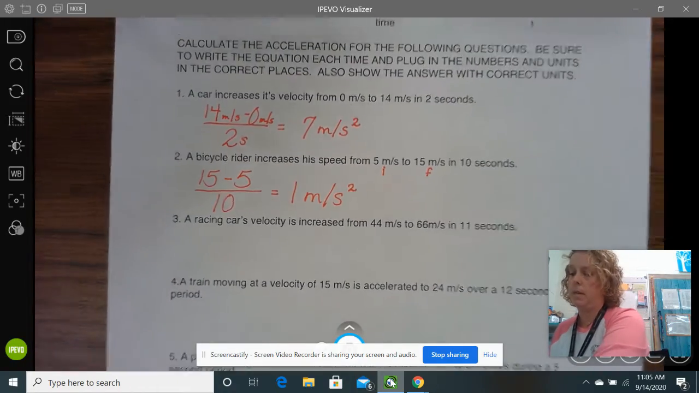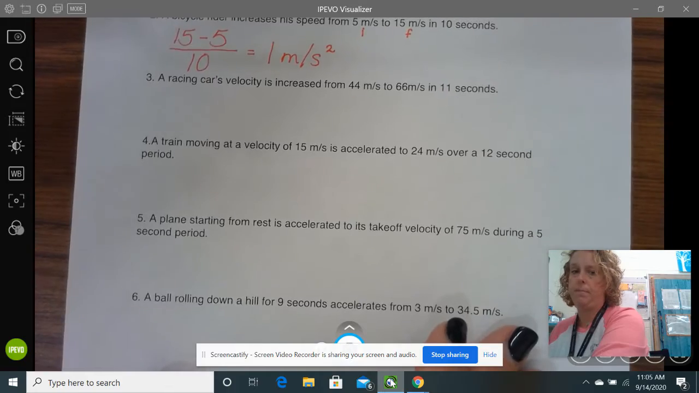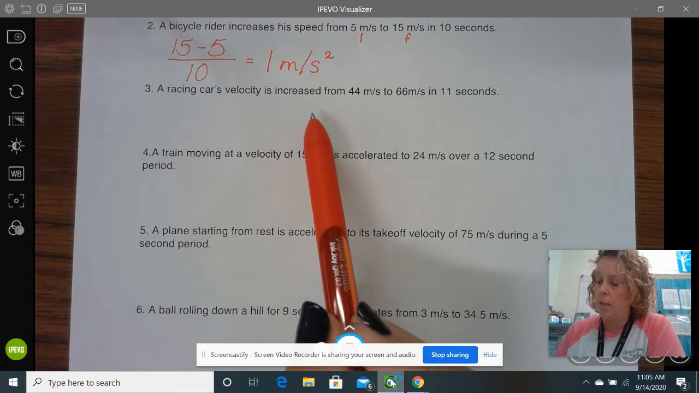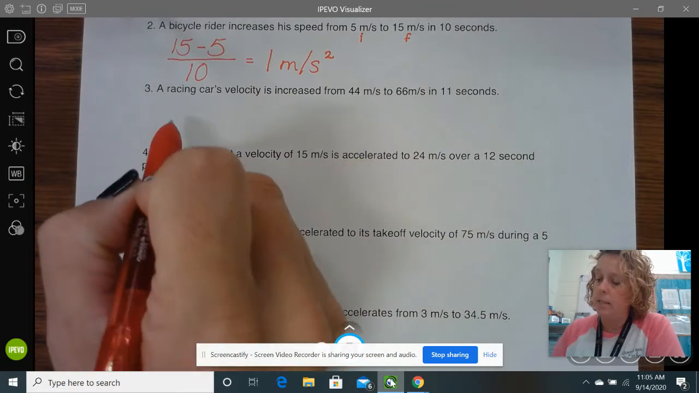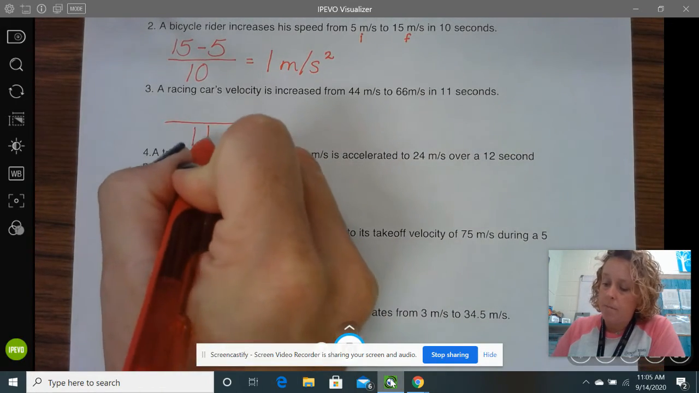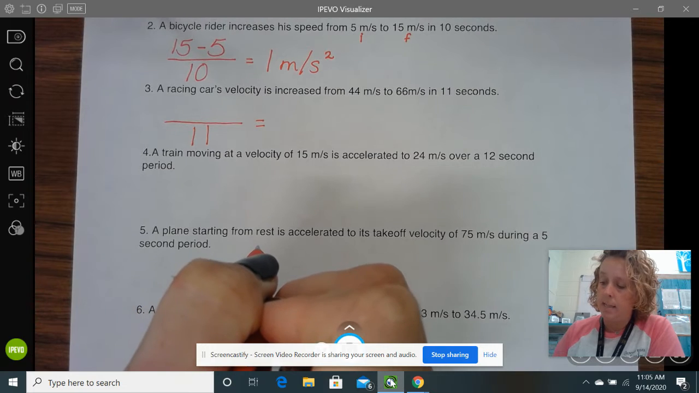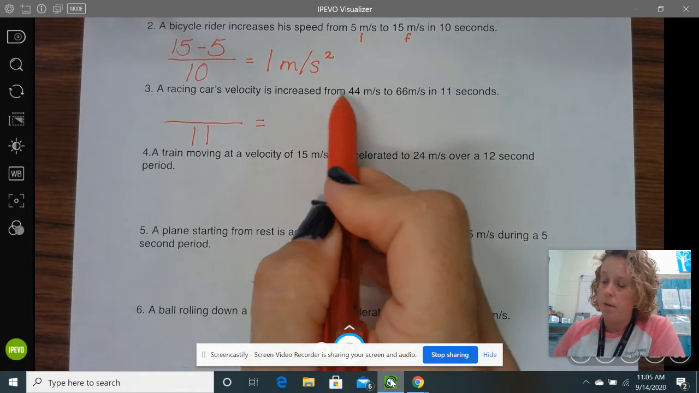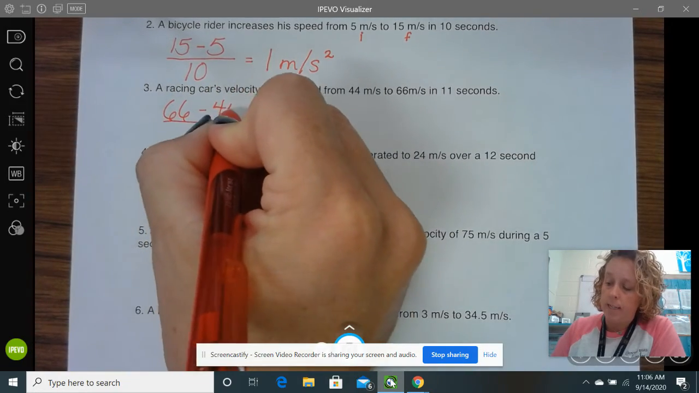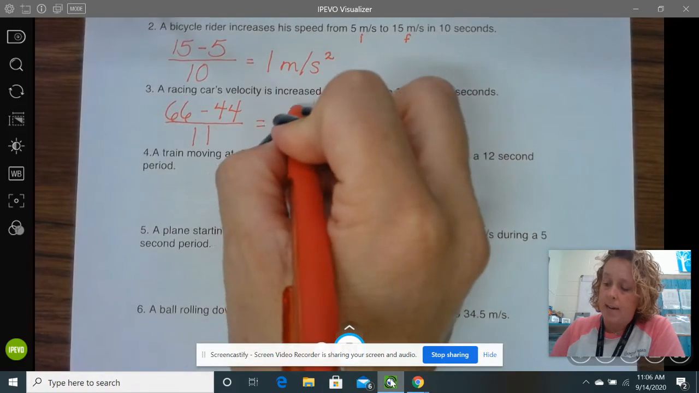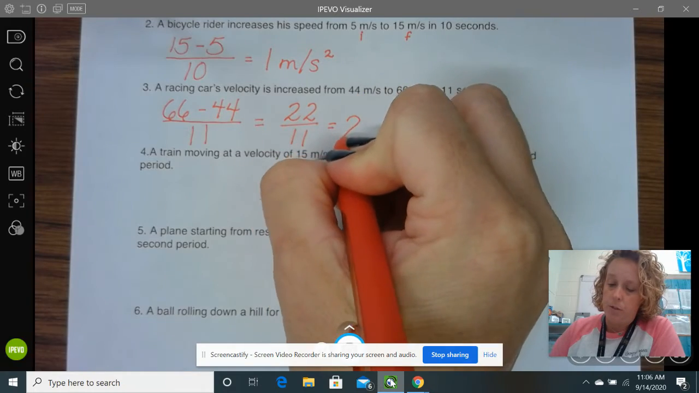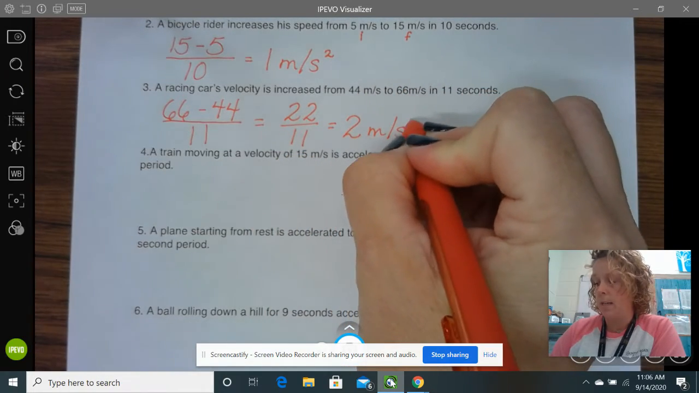Okay, let me get my paper moved up here. Okay, number 3. A racing car's velocity is increased from 44 meters per second to 66 meters per second in 11 seconds. Time on the bottom, final speed increased from 44 to 66. 66 is final, 44 is initial speed. So there you're going to have 22 divided by 11 is going to give you 2 meters per second squared.